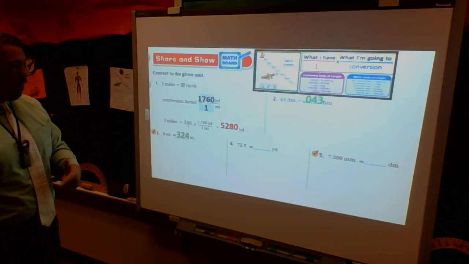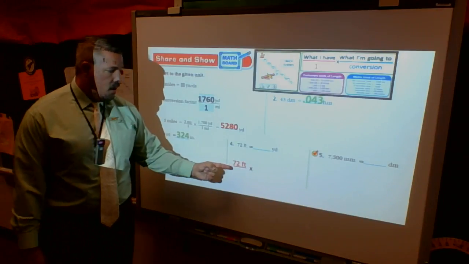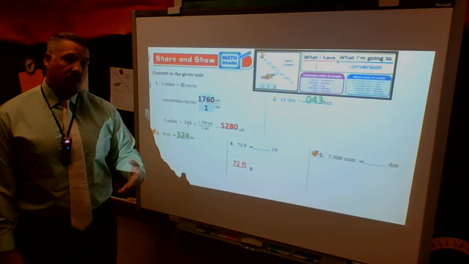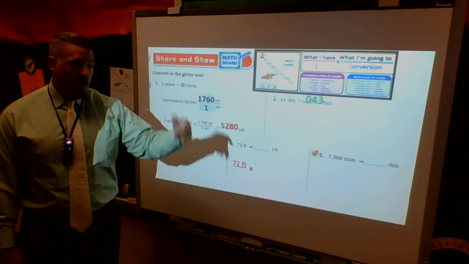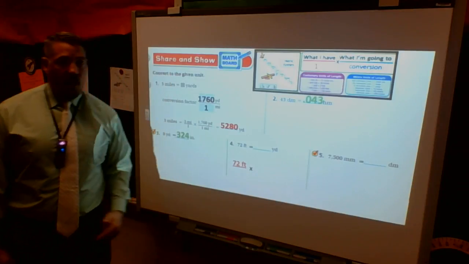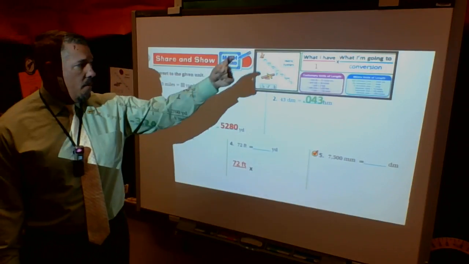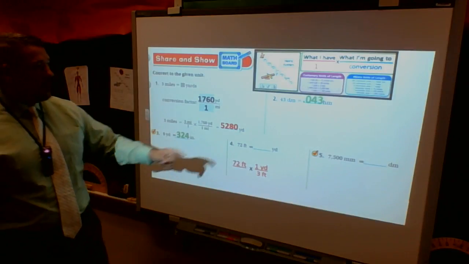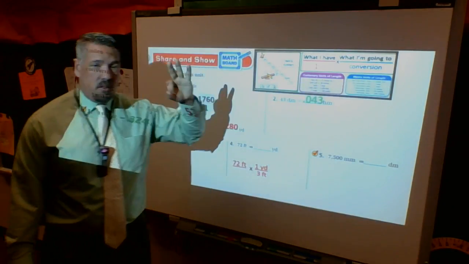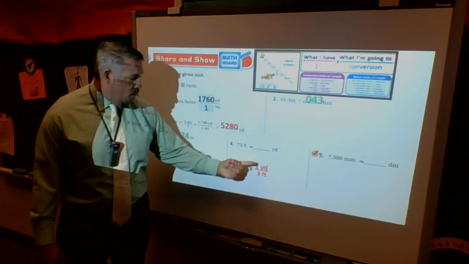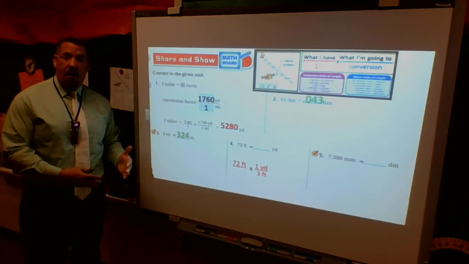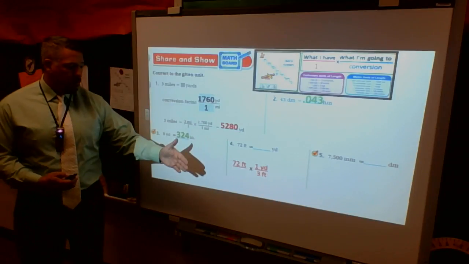Next one. 72 feet changing into how many yards? So I know what I'm starting with. I'm starting with feet. What am I going to? I'm going to yards. So I have to have a conversion factor where yards is on top. And then since I'm starting with feet, the feet have to be on bottom. When I look at my conversion chart, I can see that every 1 yard is the same thing as 3 feet. It's the third one down. If I know 1 yard is the same as 3 feet, then all I have to do is the math that's left. I reduce my feet.